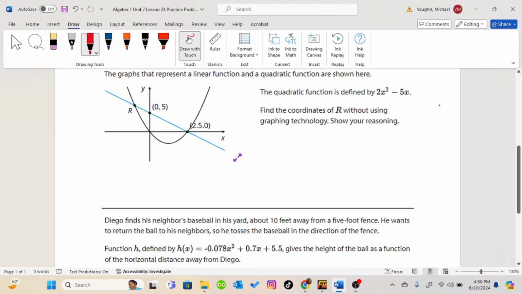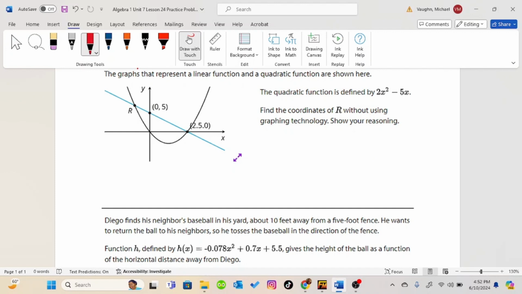Practice problem number 2. The graphs that represent a linear function in blue and a quadratic function in black are shown here. The quadratic function is defined by 2x squared minus 5x. Find the coordinates of r without using graphing technology and show your reasoning. So the first thing we need to do is find an equation for the linear function, because they've already given us an expression for the quadratic function.